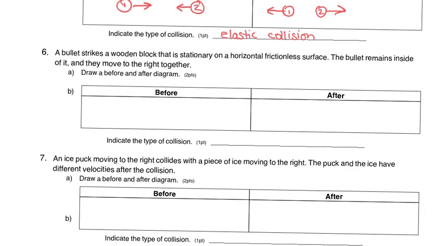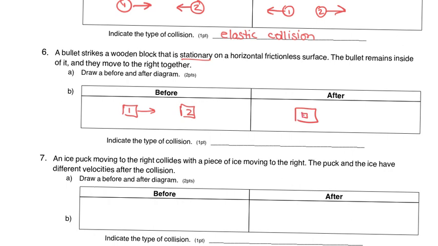Number 6, a bullet strikes a wooden block that is stationary. So at the beginning, the bullet is moving towards the block, which is stationary, that means it's not moving, on a horizontal frictionless surface. That means that nothing is going to hold the block into place once the bullet hits it. The bullet remains inside of it and they move to the right together.